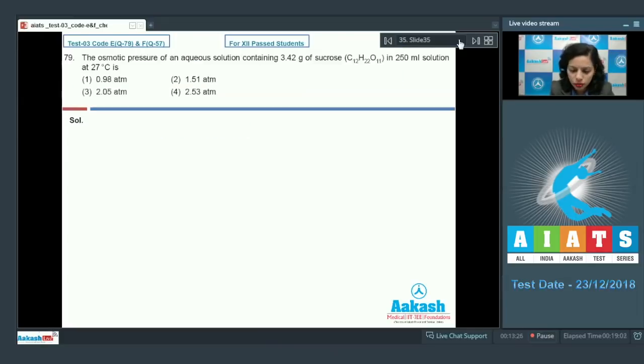Let's choose next question. Question number 79. The osmotic pressure of an aqueous solution containing 3.42 gram of sucrose. So the mass that's given here is 3.42 gram of sucrose along with its chemical formula it's given. Now, in 250 ml solution at 27 degrees Celsius we have to just find out the osmotic pressure, that is pi, and this pi is equals to CRT. In this case, we have to just find out the C value. R value is already fixed and temperature is also given.